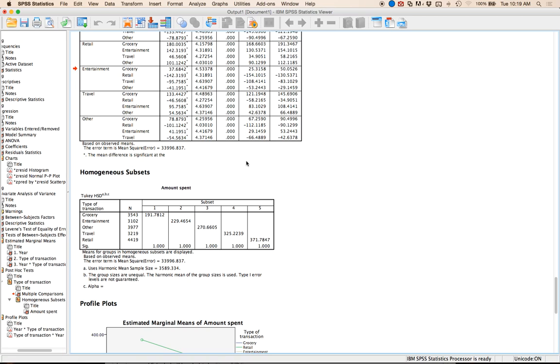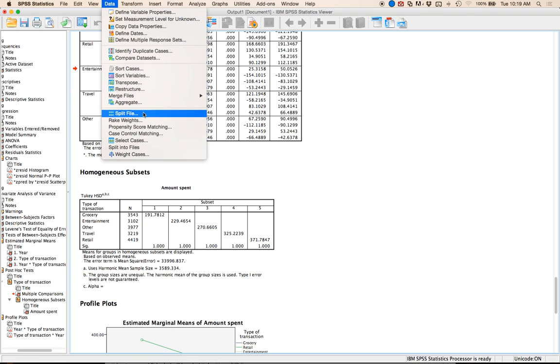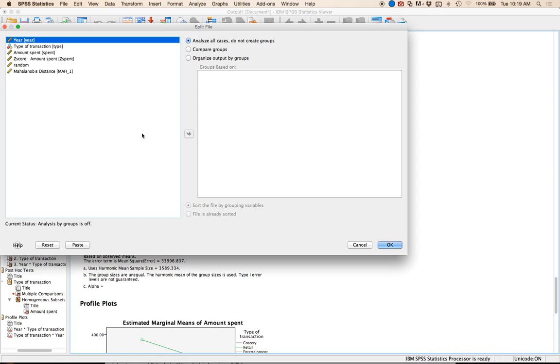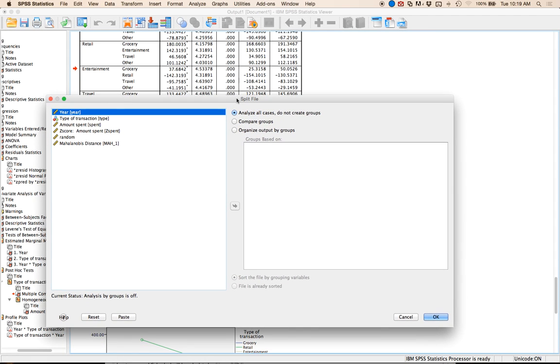Now I've reached the end of page 129 and the start of page 130. This is split file. We haven't used split file in a while, so we're going to go back to it. Let's go Data, Split File, not split into files, split file single, and I get this window. So what am I doing? I'm essentially splitting the variable up so I can analyze it.